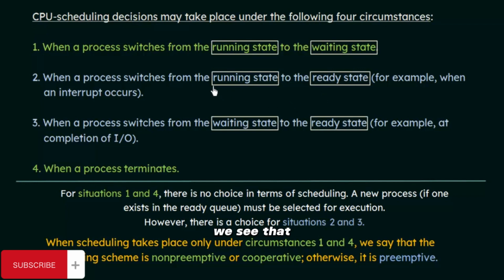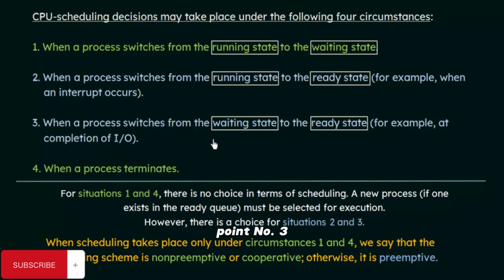So here we see that it was in a running state. In number 2, it was not in a waiting state, nor has it completed, but it was in a running state, and it went to the ready state. And why was that? Because of some interrupt. So the process was still running, and then it went to the ready state, and at this point, the CPU could be given to some other process. So we call it preemptive scheduling because before it has completed, the CPU is taken away from it.